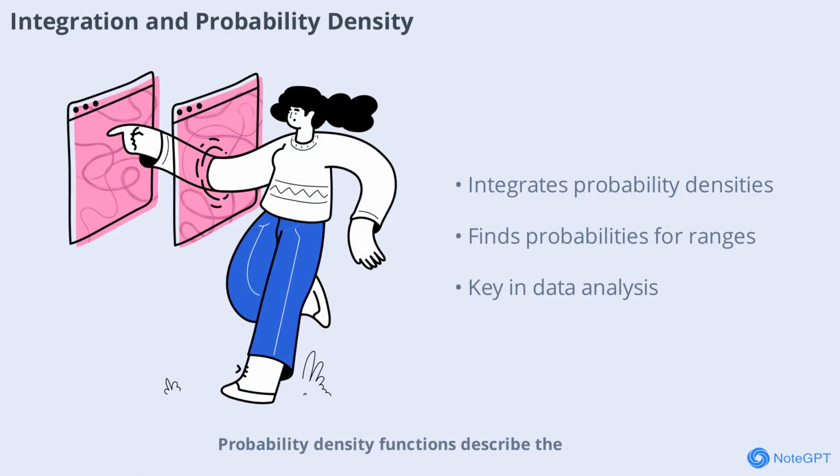Probability density functions describe the likelihood of outcomes for continuous variables. Integrating these functions over an interval gives the probability of outcomes within that range. This concept is fundamental in statistics and data analysis, helping us make sense of uncertainty and variation.